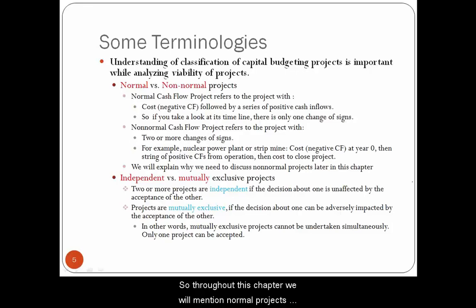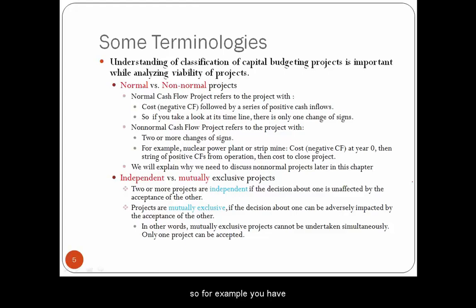Throughout this chapter, we'll mention normal projects and non-normal projects. So what is normal, what is non-normal in this context? Normal cash flow projects refer to projects with a cost, which is a negative cash flow, followed by a series of positive cash flows. So if you look at its timeline, there's only one change of sign, which is from negative at the beginning to positive thereafter. Now, a non-normal cash flow project refers to a project with two or more changes of signs.